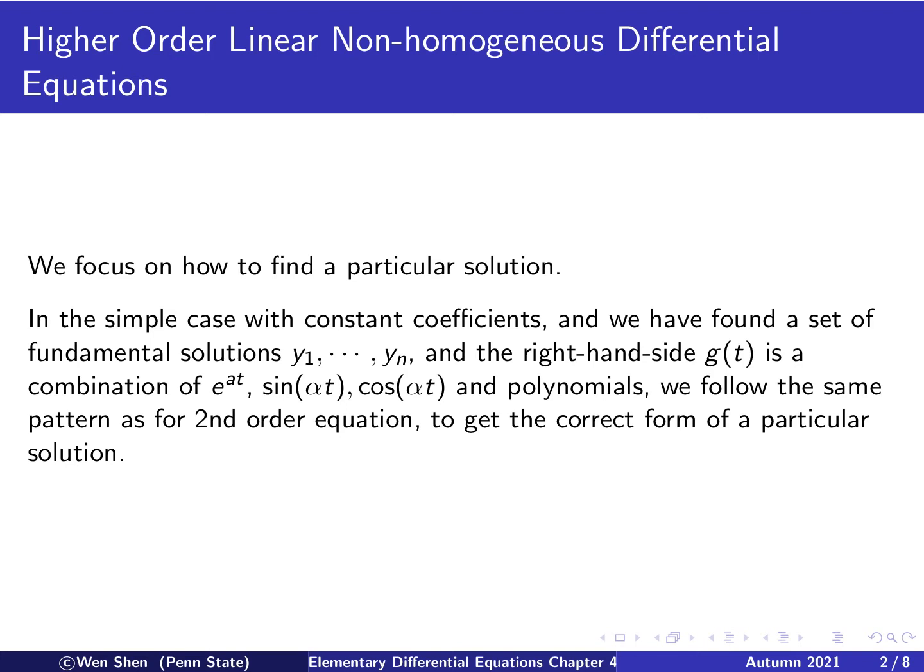In that case, in the previous videos, we talked about how to find a set of fundamental solutions, y1 to yn, and these are functions like exponential, sine, cosine, combined with polynomials. That is given, and then the right hand side function, the source term g of t, is also a combination of exponential, sine, cosine, and polynomials, in a similar setting as we did for the second order equations, constant coefficient and non-homogeneous.